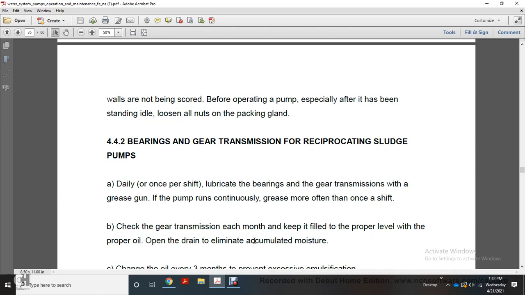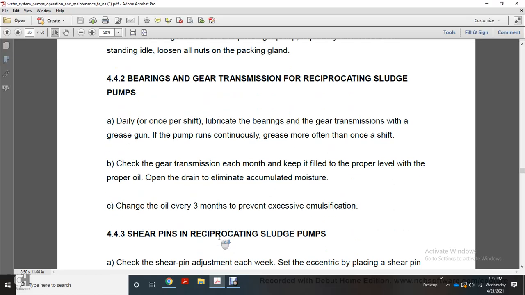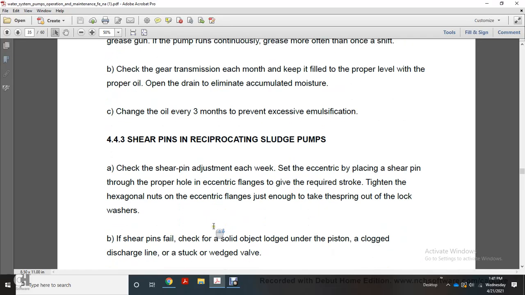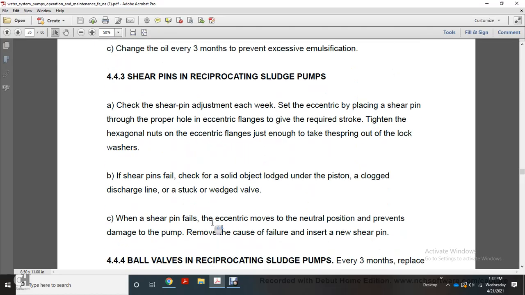4.4.2 Bearings and gear transmission, reciprocating sludge pumps. Daily, once per shift, lubricate the bearings of the gear transmission with a grease gun. If the pump runs continuously, grease more often than once a shift. Check the gear transmission each month. Keep it filled to the proper level with the proper oil. Check and operate the drain to eliminate accumulated moisture. Change the oil every 3 months to prevent excessive emulsification.